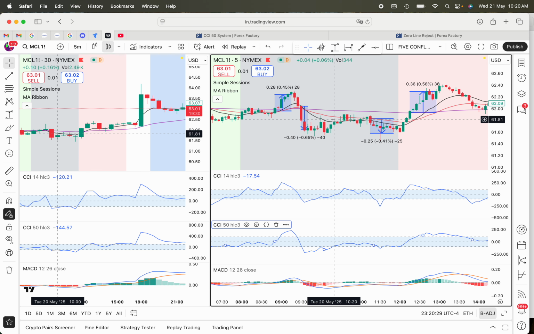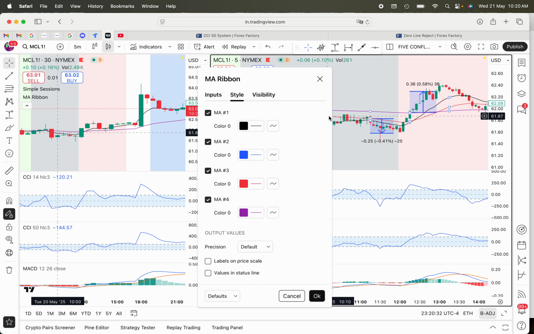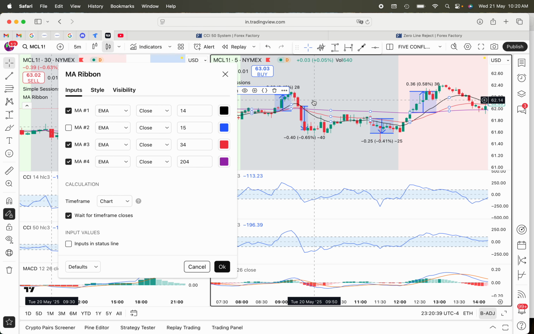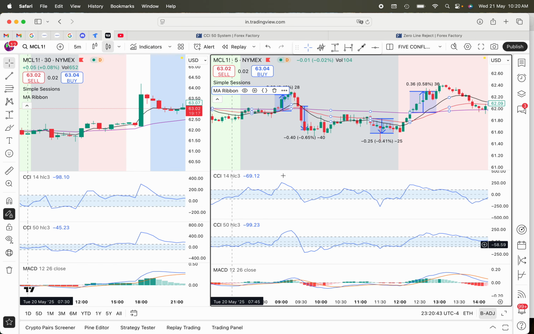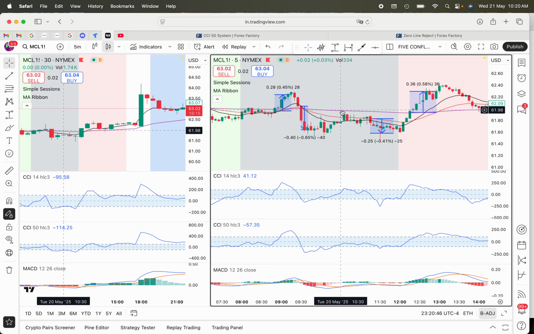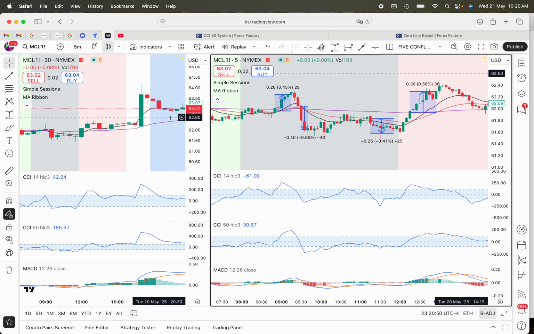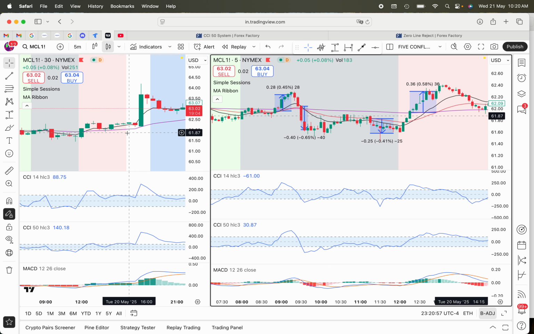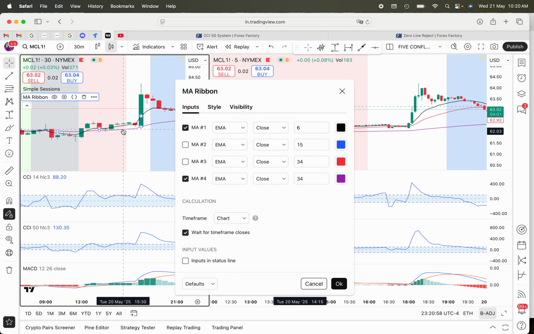The red line on the 5-minute chart is the 34 EMA. Okay, it's this one here. And the purple line is the 204 EMA, and the reason it is 204 is I'm taking measurement from the 30-minute chart EMA and putting it onto the 5-minute chart. So on the 30-minute chart, I have a 34 EMA, okay, which is purple.